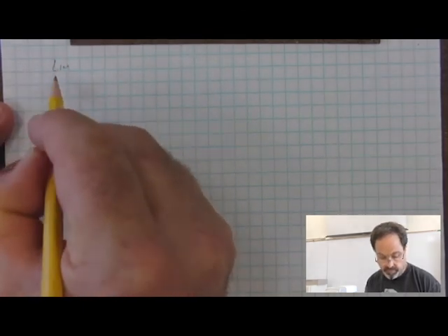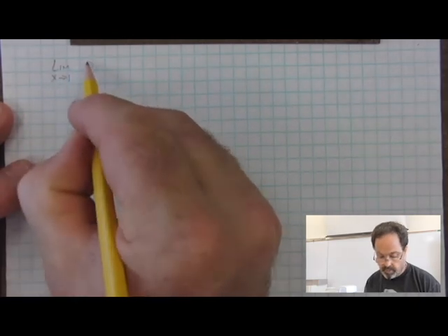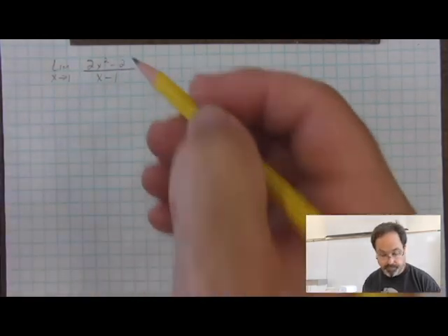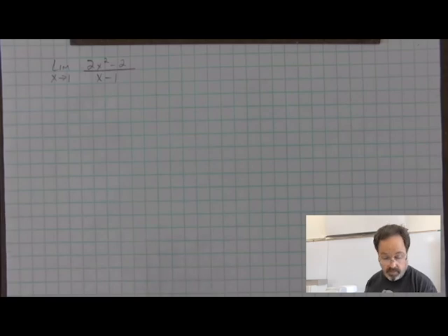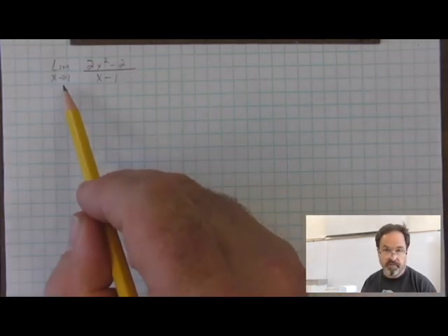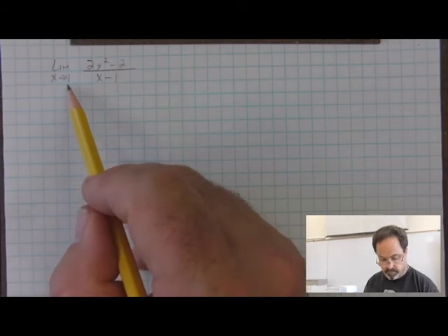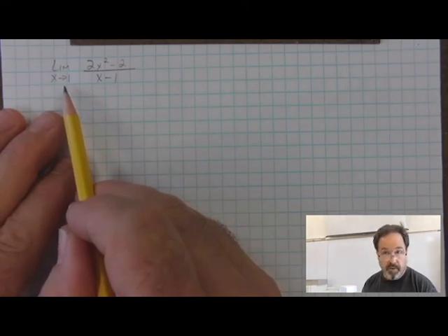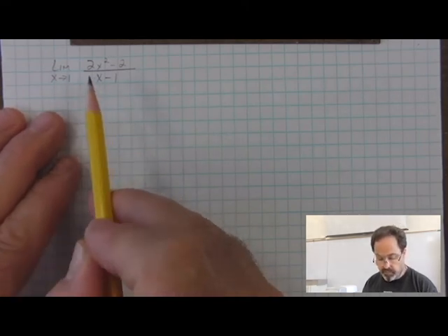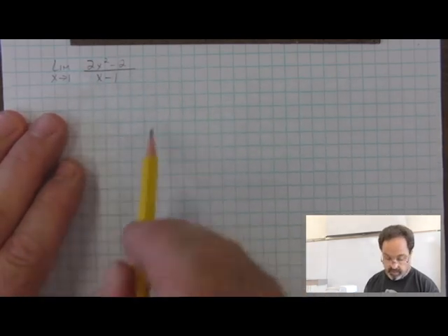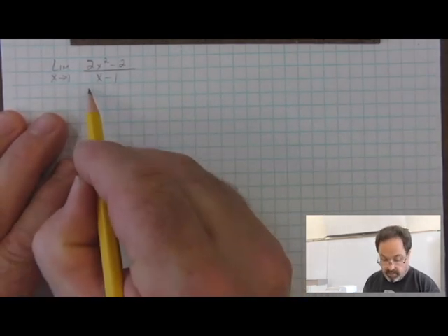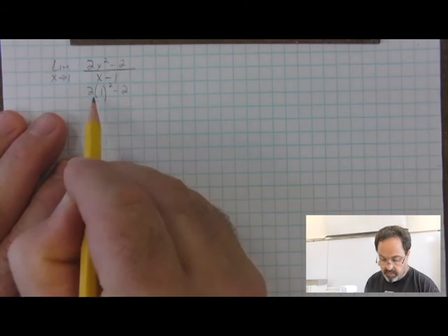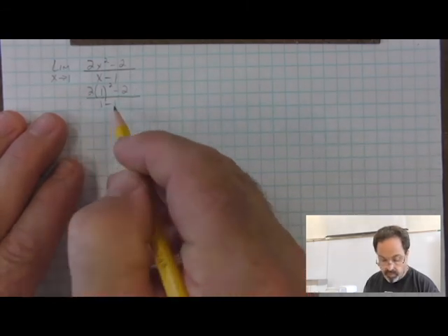This is the limit as x approaches 1 of 2x squared minus 2 all over x minus 1. This is a finite limit because the approach statement is going to a specific value, not infinity. The first thing to do when attempting a finite limit is to try to take the limit right away, substituting in the value into the expression and seeing if we can evaluate the expression. In this case, when we do that, we get 2 times 1 squared minus 2 all over 1 minus 1.